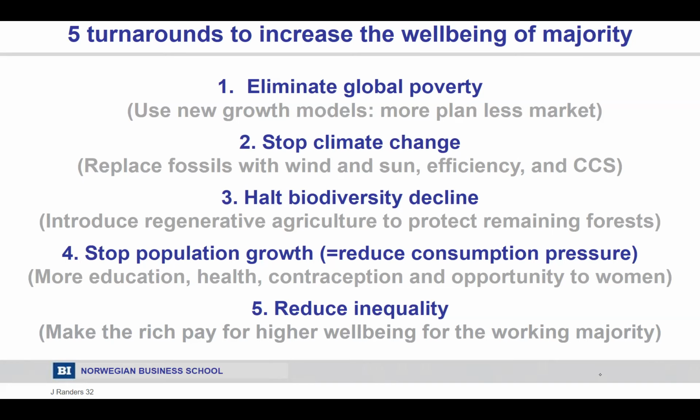The second thing is to stop climate change, which is very simple. It's simply to replace fossils with wind and sun, efficiency, and carbon capture and storage. The third thing is to halt biodiversity decline. So how do we do this? Introduce regenerative agriculture to protect remaining forests. So we basically insist that one should manage with existing land area and existing fertilizer use, and then rather reduce waste, reduce red meat, and accelerate and subsidize regenerative agriculture.